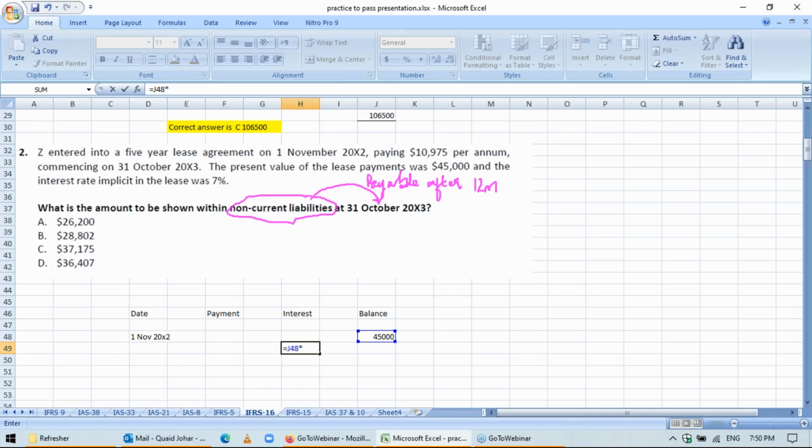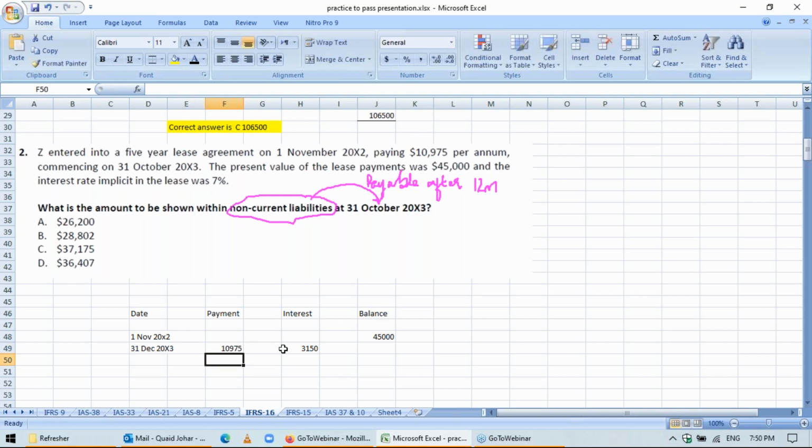The payment will occur after 1 year's time. So this much, 45,000 balance, was outstanding. So we will be calculating 7% on this amount. This makes 3150. Now 31st December 20x3 arrives. On this date you make a payment of 10975.